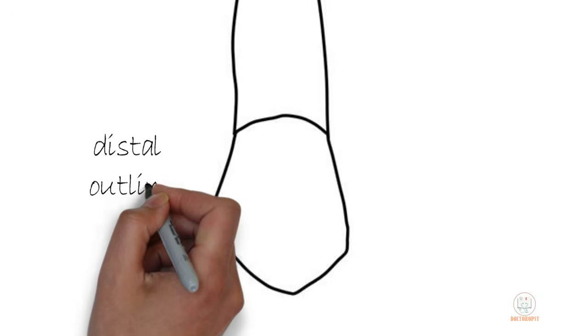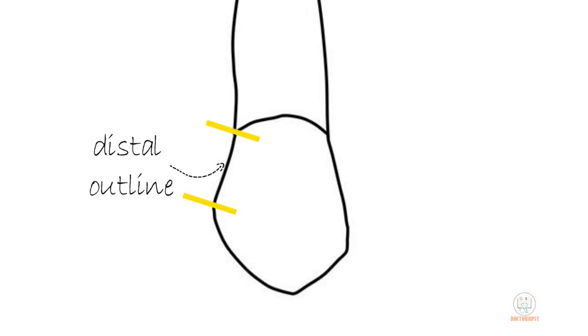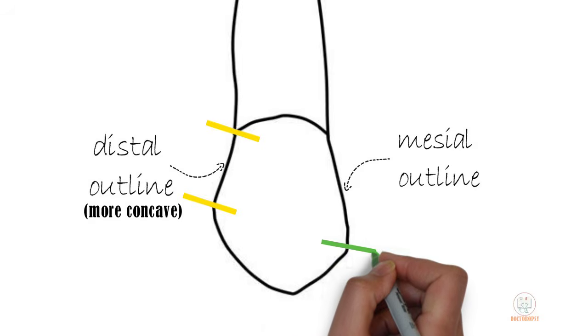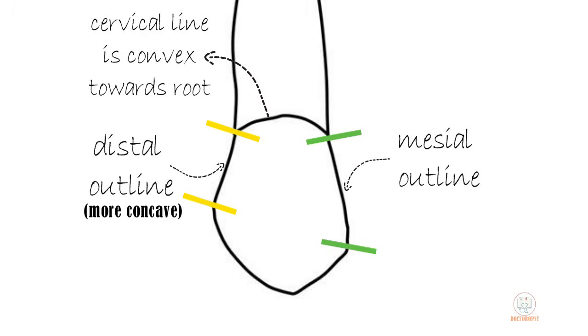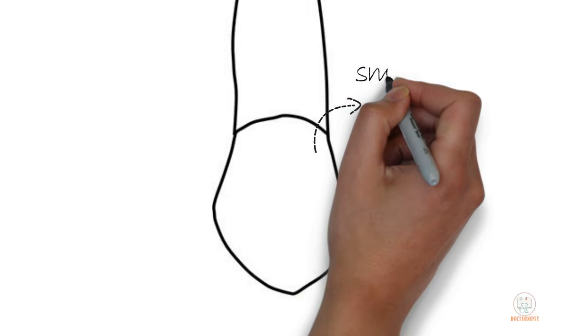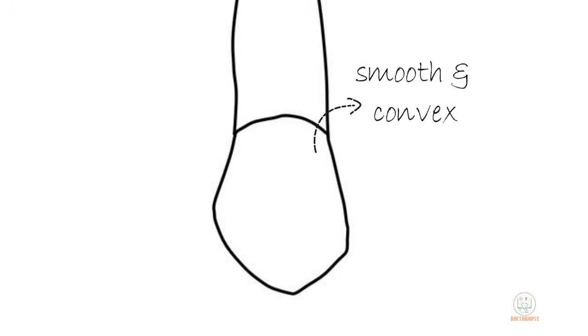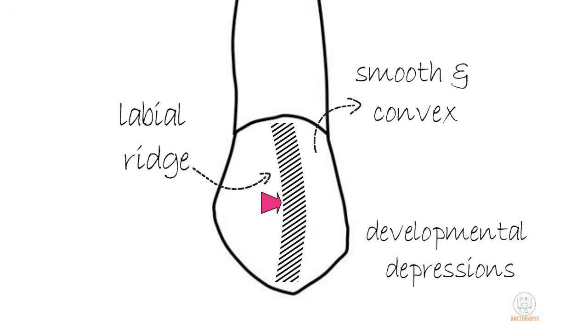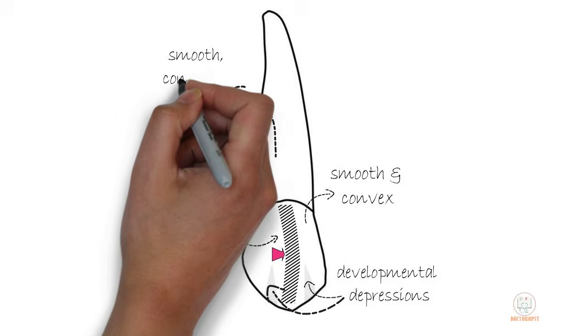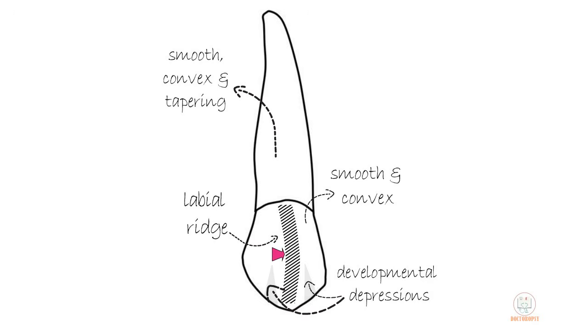The distal outline running from the contact area to the cervix is slightly more concave than the mesial outline. The cervical line is convex and the convexity is towards the root. The labial surface is smooth and prominently convex. The labial ridge runs from the cusp tip to the cervical line and has a bend mesially in the middle third. Slight concavity may be seen mesially and distally to the labial ridge, demarcating the developmental lobes. The root appears smooth, convex and tapering towards the apex.